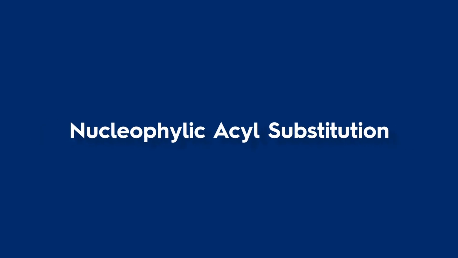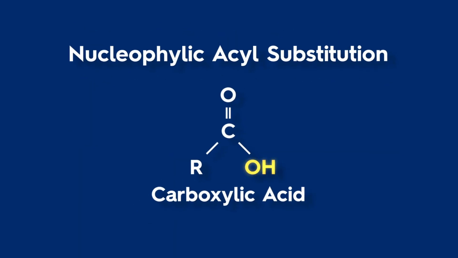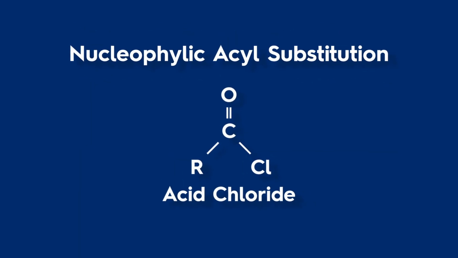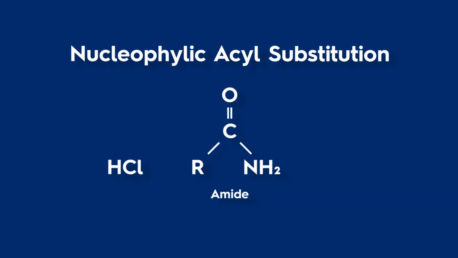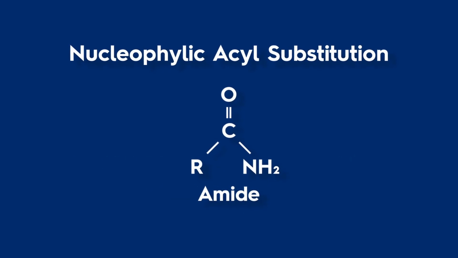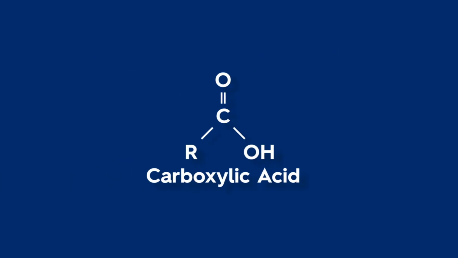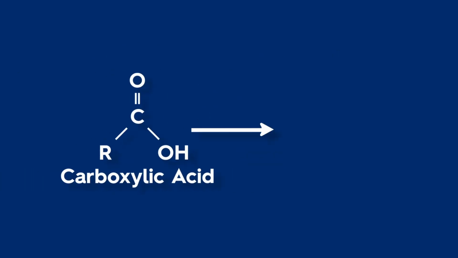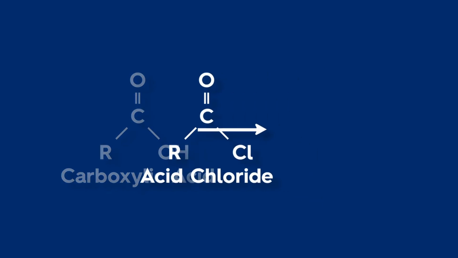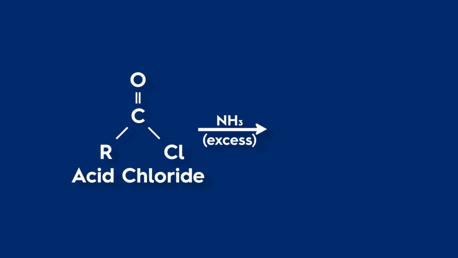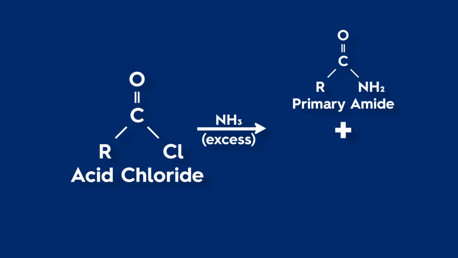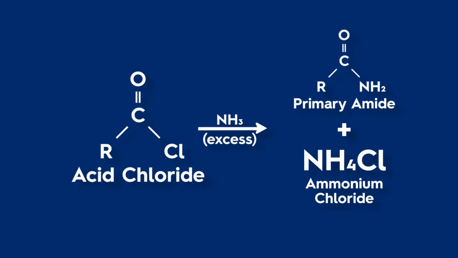The standard route is nucleophilic acyl substitution. First, convert a carboxylic acid into an acid chloride. Then let ammonia or an amine attack the carbonyl to yield an amide. For example, start with a carboxylic acid, treat it with thionyl chloride, and you get an acid chloride. Then, react that with 2 molecules of ammonia, and you get a primary amide plus ammonium chloride as a byproduct.